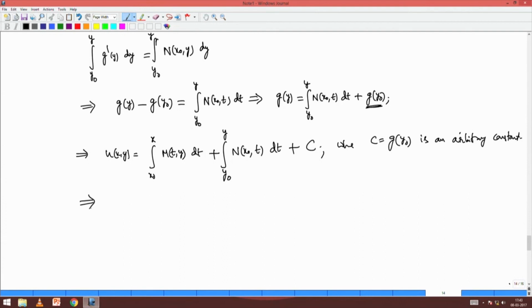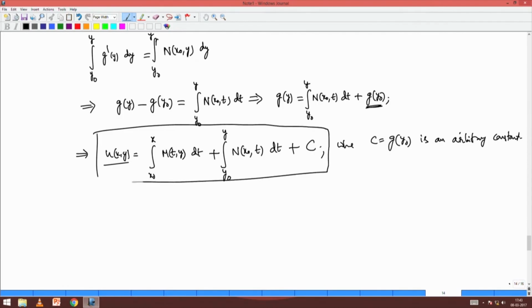So what I got finally, if I use that condition, dou m by dou y equal to dou n by dou x, then I can get the equation. I can find some u that makes the equation exact. That is the converse, right. So this is exactly such a function I constructed. It's already here, so let me not write it again. So this is your function.